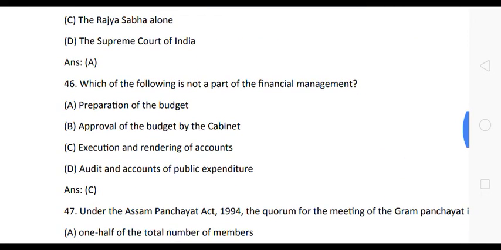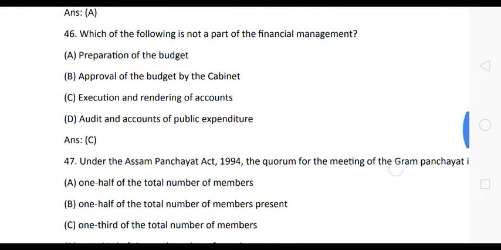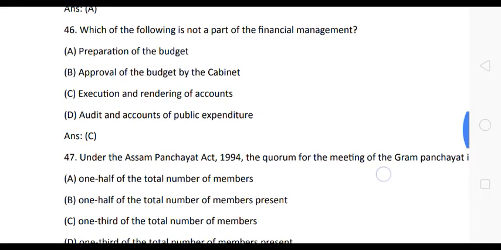The next question is, which of the following is not a part of the financial management? Options are A, preparation of the budget, B, approval of the budget by the cabinet, C, execution and rendering of accounts, D, audit and accounts of public expenditure. But the correct answer is option C, execution and rendering of accounts. It's not a part of the financial management.